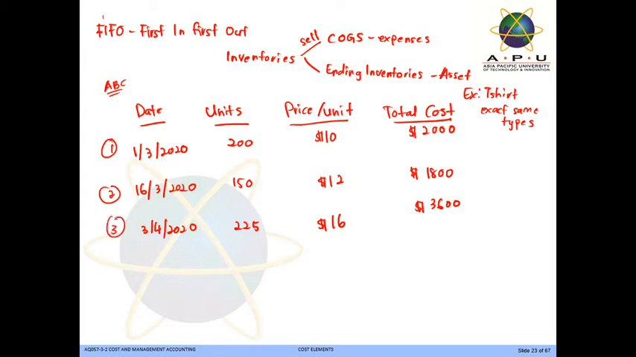Then the third one will be 3rd of April, which is 2 weeks after, 225 units. This is the third batch. This is when your company brought the inventory into the company. So that's why we call it first in, first out. Then you manage to sell 250 t-shirts.